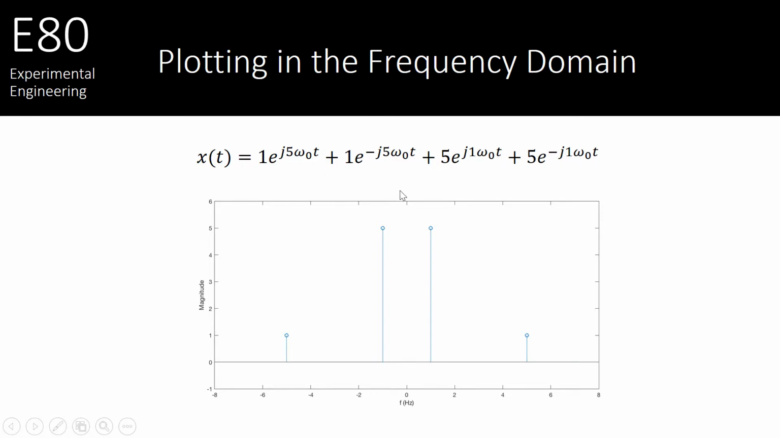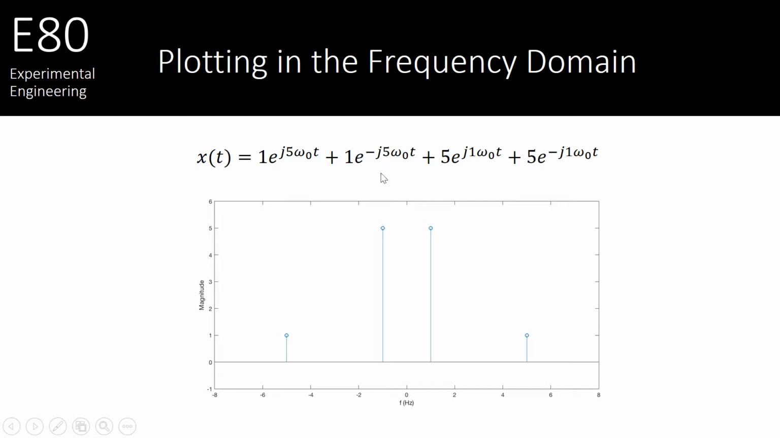Now for this case, let's assume that omega naught is just 1 hertz. The first 2 terms correspond to the higher frequencies of 5 omega naught and -5 omega naught. And they have scaled values of 1. And they correspond on this interesting stem plot, which is a function of frequency, at -5 hertz and 5 hertz, with amplitudes of 1. So this term here maps to this stem.